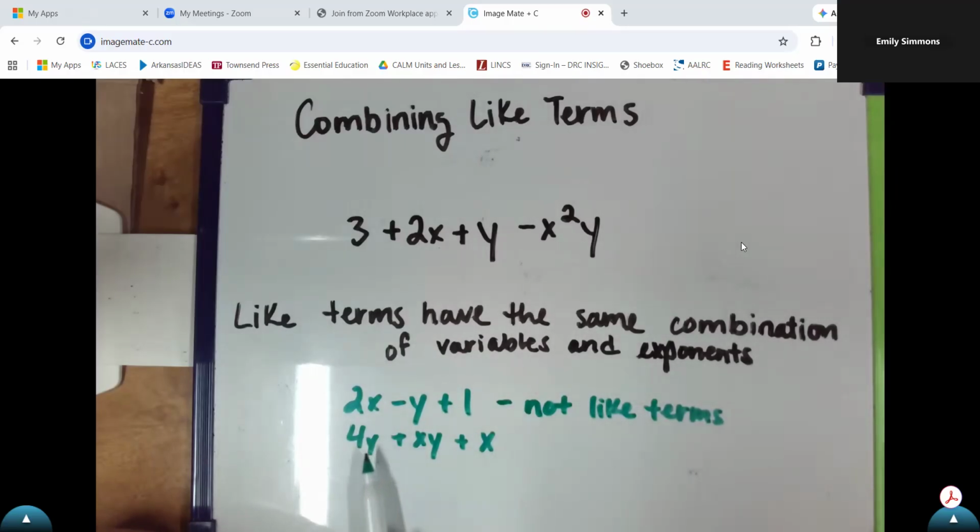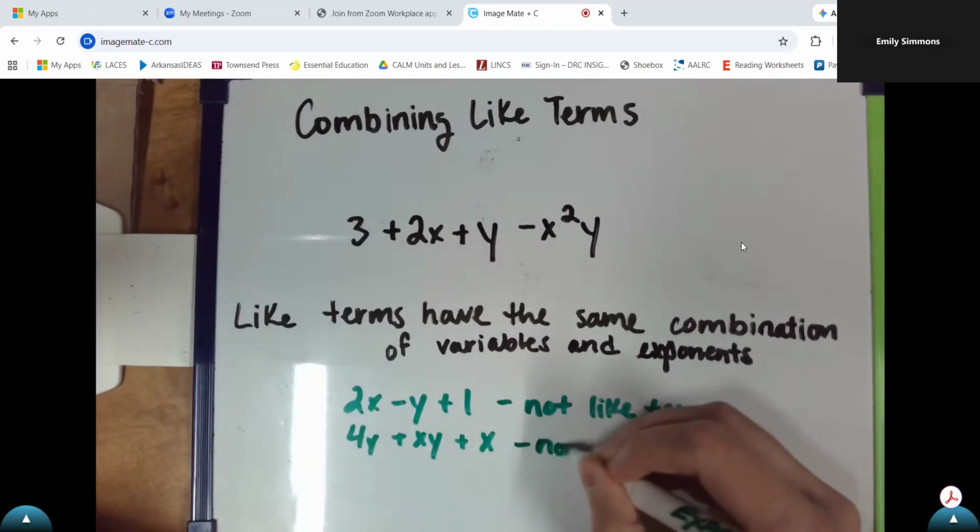Or I can think of it this way. I have 4 yellow marbles, and then I have an X-shaped object. I wouldn't compare my yellow marbles to my X-shaped object. So I would have to keep those separate. And then this might be I have one yellow X. Again, I couldn't combine all three of these, so they're not like terms.